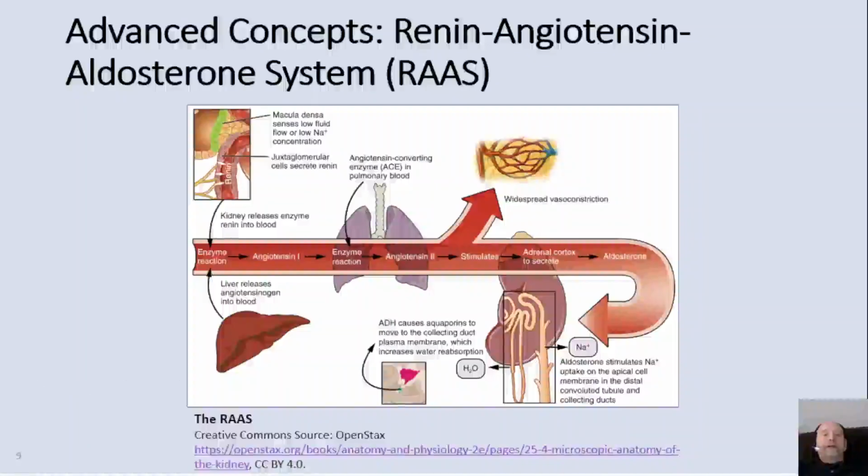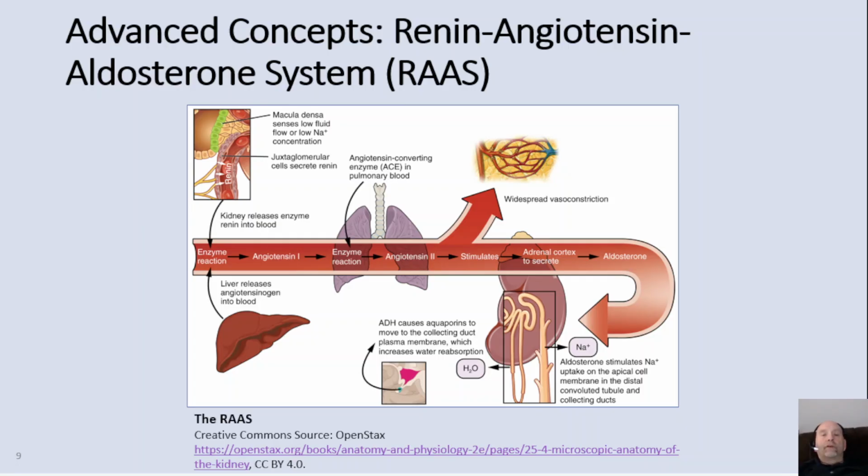The renin-angiotensin-aldosterone system, or RAS, is the system of hormones, proteins, enzymes, and reactions that regulate blood pressure and blood volume on a long-term basis. It regulates blood pressure by increasing sodium reabsorption, water reabsorption, and controlling vascular tone. The renin-angiotensin-aldosterone system involves several steps.